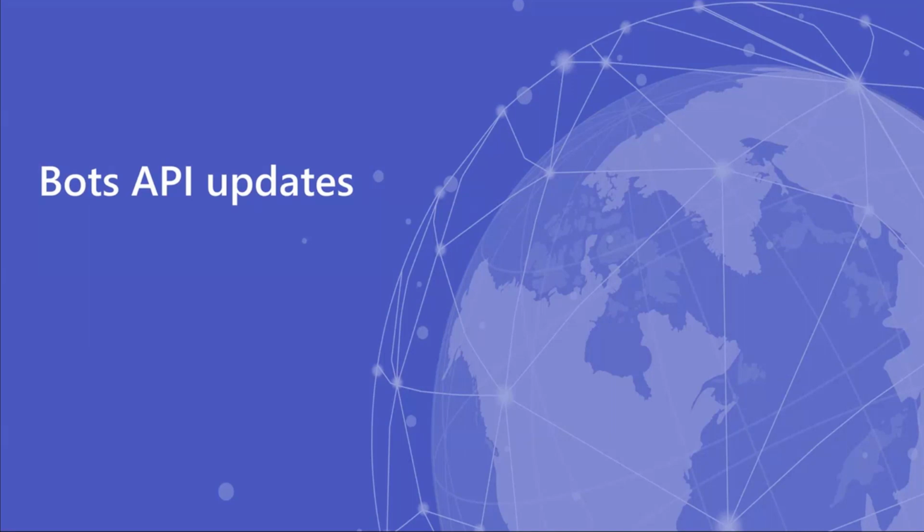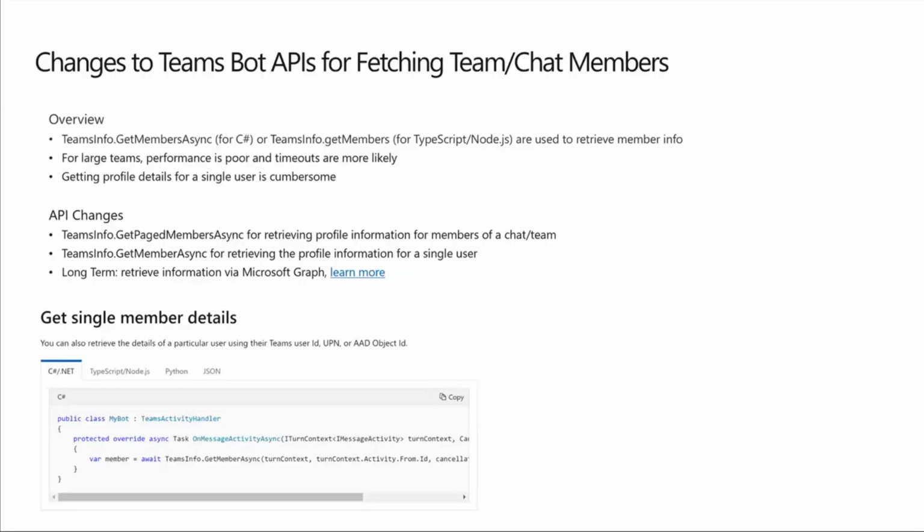So the next one, we've got updates to the bot APIs, and I'll just dive straight into it. The first one is changes coming to Teams APIs for fetching team and chat members. This is something I believe we'd also spoken about earlier in the year, and now we are generally available with all of these changes. These changes are live, so it's good to revisit them.